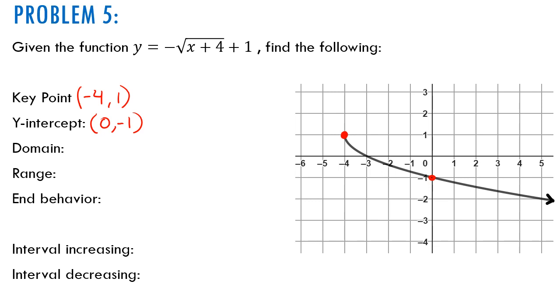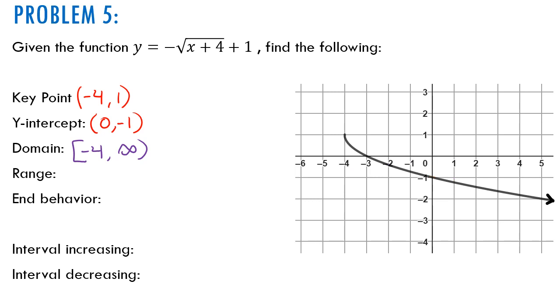It wants to know the domain. So once again, those are the x values that create the graph. So we have ourselves negative 4, negative 3, negative 2, negative 1, 0, 1, going on forever. So our domain starts at negative 4 and goes all the way to infinity.